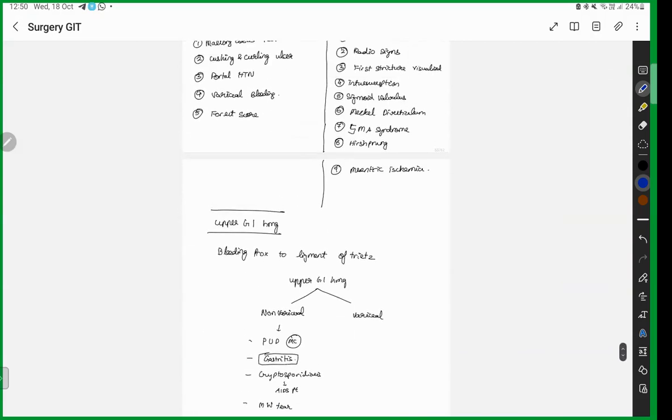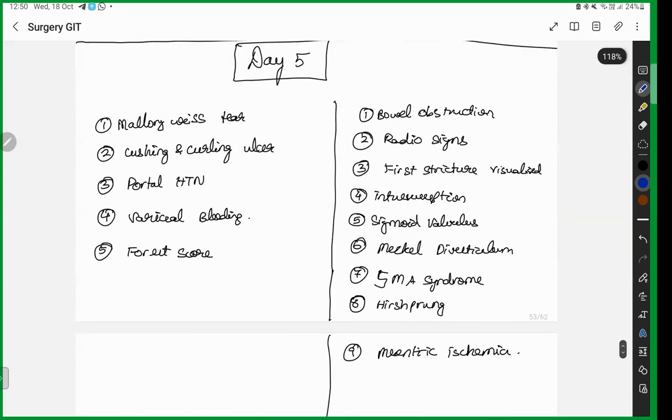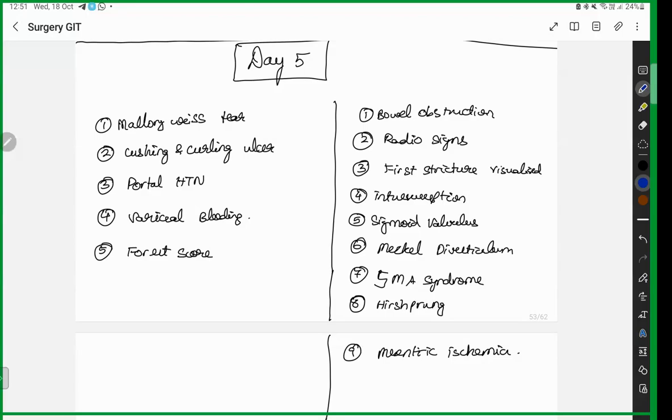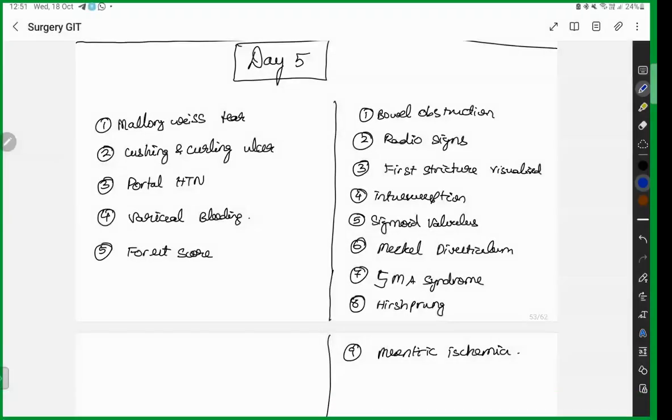We are going to have 10 important points which we will discuss in the next session: bowel obstruction, radiological signs that are present, first stricture, where you visualize intussusception, sigmoid volvulus, Meckel's diverticulum, SMA (superior mesenteric artery) syndrome, Hirschsprung disease, mesenteric ischemia. All are important questions with potential to be asked in your exam.